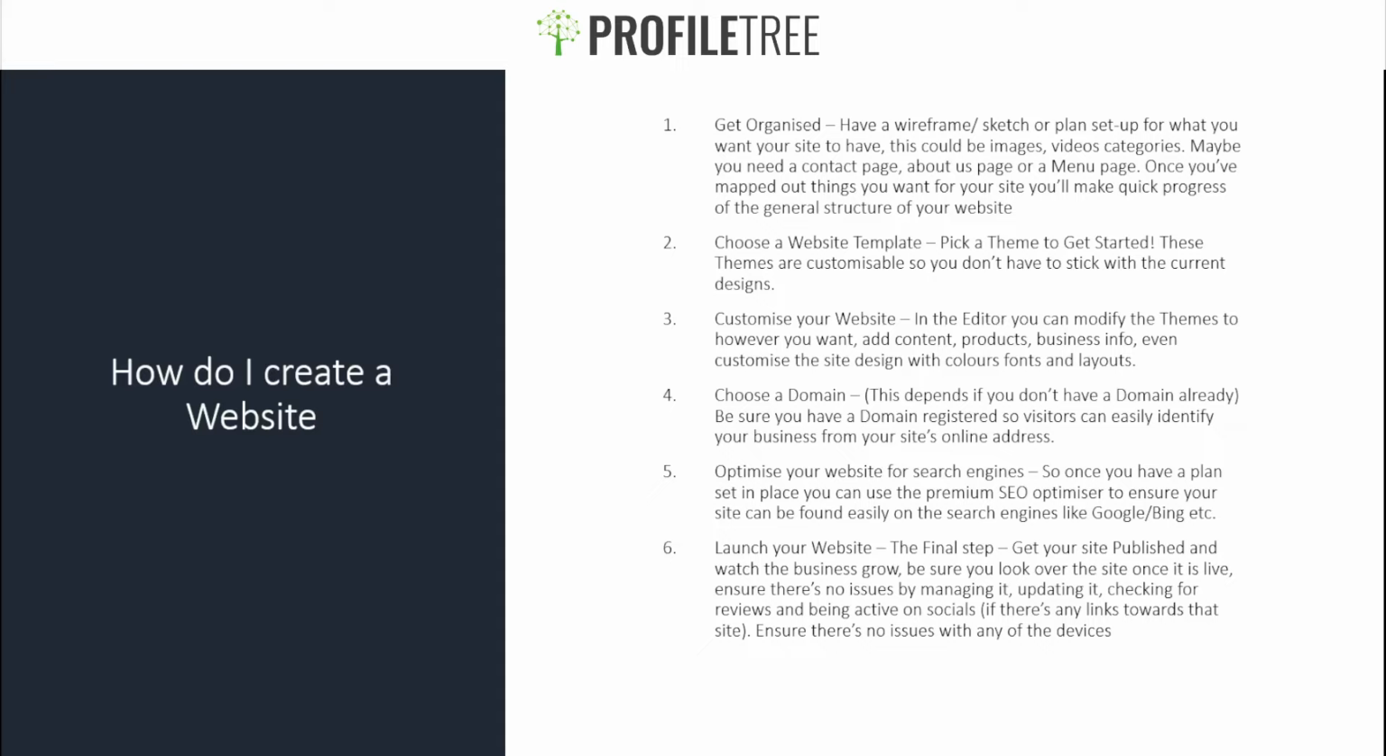Now, choose a website template. This is your chance basically to then pick the theme that you want. Now, the themes are customizable as we've stated, so you don't have to stick with the current designs. So next, of course, when you customize your website in the editor, you can modify the themes however you want. You can add content, products, business information, and even customize the site design with colors, fonts, and layouts.